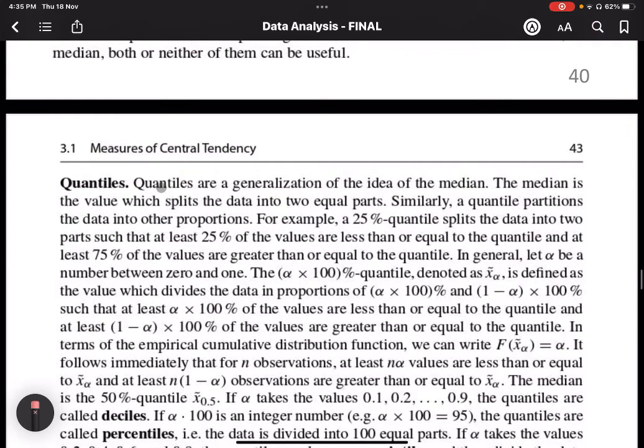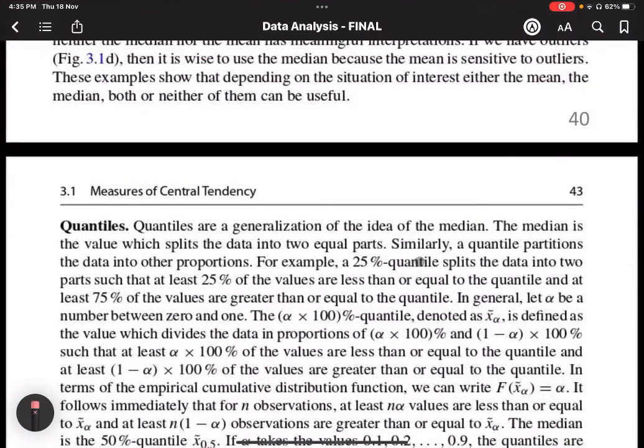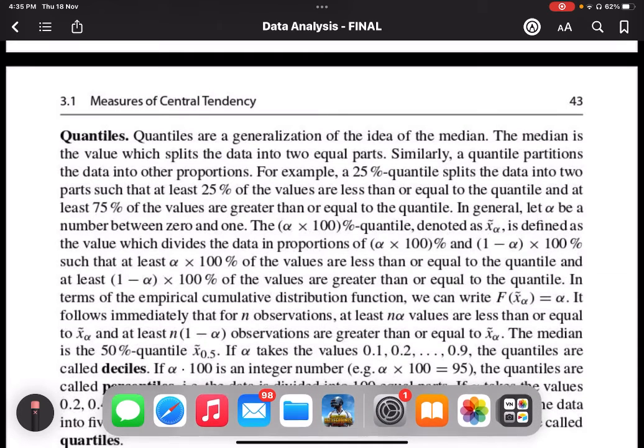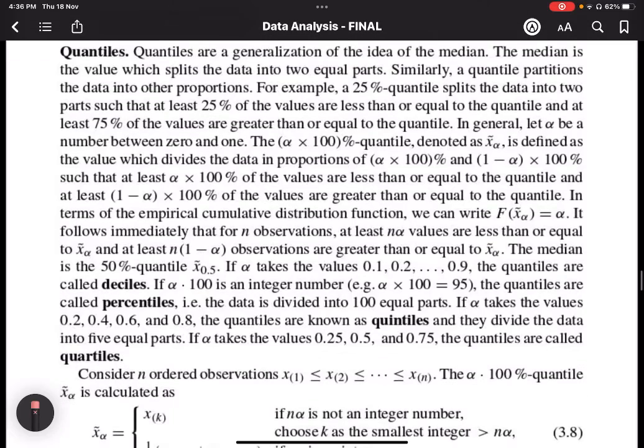Ano naman yung quantile? So, quantiles are a generalization of the idea of the median, no? The median is a value which splits the data into two equal parts. Okay? Sa median, dinidivide lang natin ng two equal parts. Pero sa quantiles, dinidivide natin ang mga data in different proportions. For example, 25% sa left, at yung other part ng data ay 75%. So, dinivide natin sila into 25 and 75, hindi equal parts. Okay?